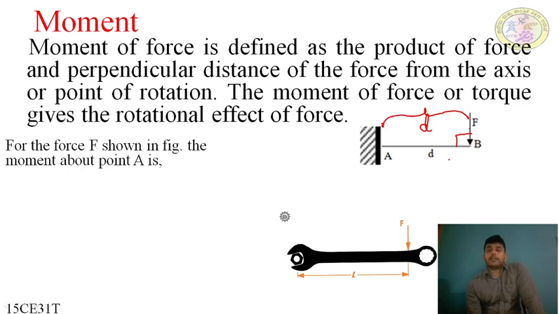Here the moment will be generated at the point of rotation, at point A. The moment will rotate this AB member in clockwise direction. This moment we denote as MA. What is MA? M is the moment and A is the point of rotation. That's why we call it MA, moment at the point A.